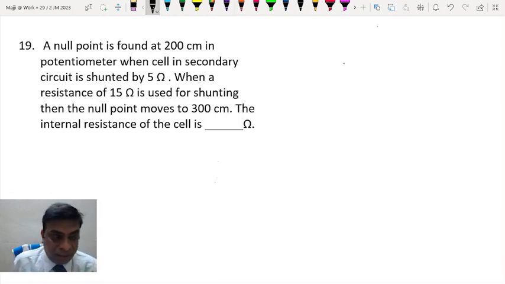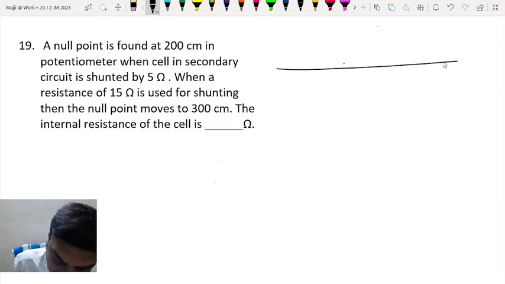So two things are required here. One is the principle of potentiometer wire. That is very simple. The voltage across the balancing length, whatever be the voltage, it could be due to a cell, it could be due to any voltage source, should be equal to the potential gradient multiplied by the balancing length. So voltage across the potentiometer should be same both ways. So that is the principle of potentiometer wire.